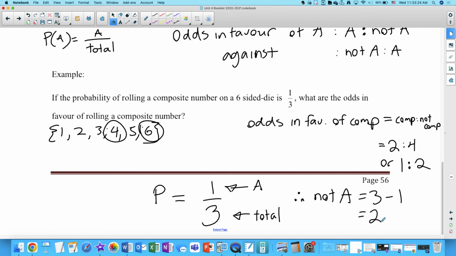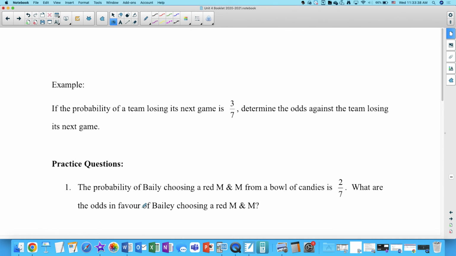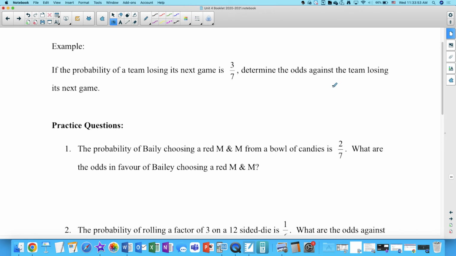The probability of a team losing its next game is 3 over 7. Determine the odds against the team losing its next game. So there's a couple things that I would do right off the bat. Probability is 3 over 7, and we're looking at the probability of losing. So this is losing, this is total. How many is not losing? 4. Yes. So not losing is 4. You need to clearly see those distinct parts. So that's one thing that I always do when I'm working with odds and probability at the same time: write out the number for each part and the total.